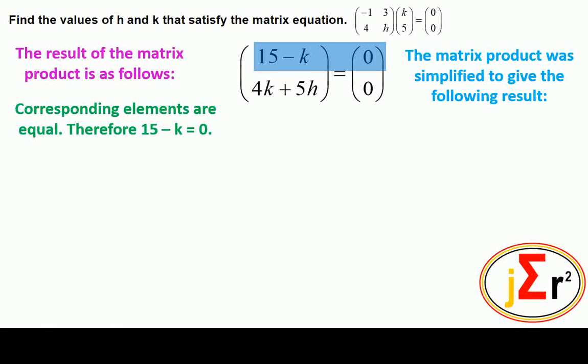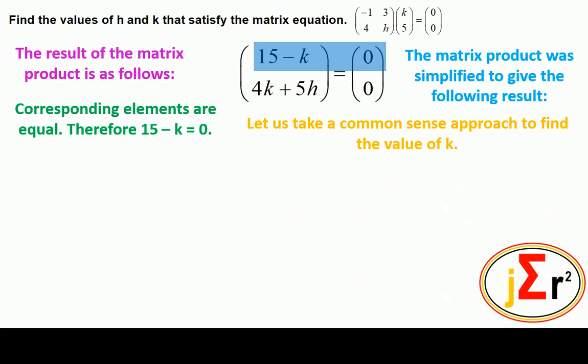Do not forget that we need to find the values of h and k. Corresponding elements are equal. Now, if we have two matrices that are equal, the first element of the first will be equal to the first element of the second. So corresponding elements are equal. 15 minus k is equal to 0.